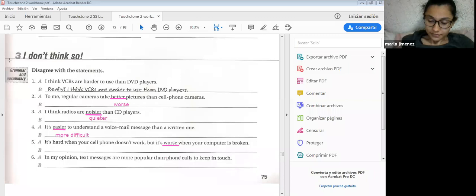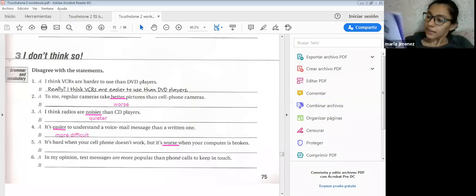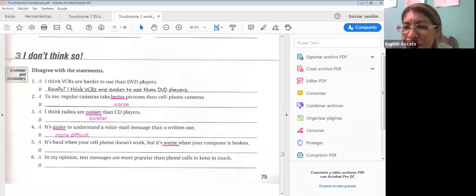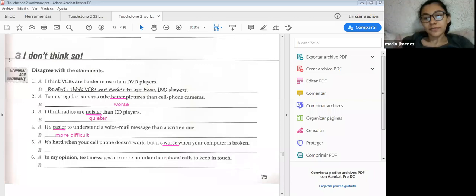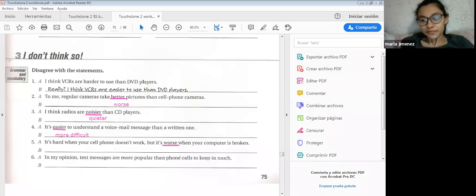So what is your opinion? Is it better when your computer is broken? No. Okay, so try to give your opinion. It's hard when your cell phone doesn't work, but it's worse when your computer is broken. So what is your opinion? It's harder. Yes, it will be harder when your computer is broken.